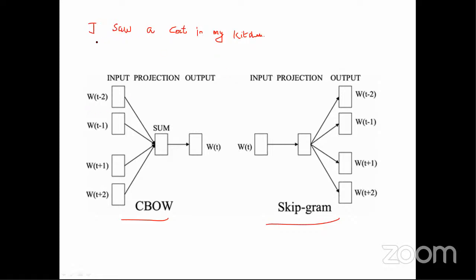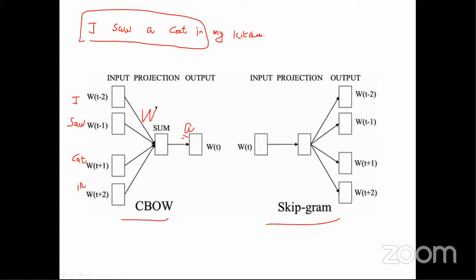Here my window size is 5, so I'm taking the first 5 words. In that, w(t-2) is I, saw. The middle word, cat, I'm hiding. This is the CBOW model. So the left 2 words and right 2 words I'm giving to the model, and I'm asking the model to predict the hidden word.